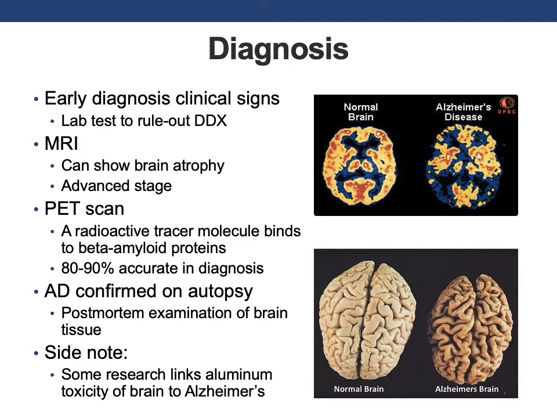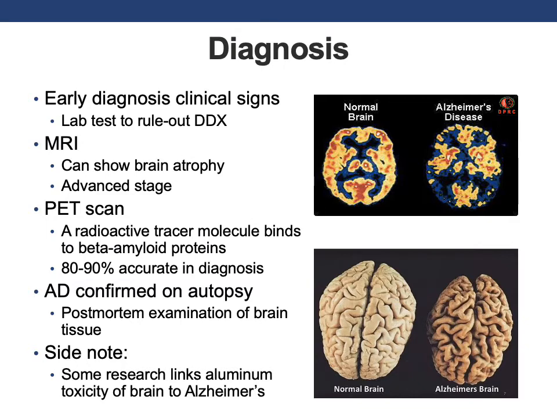Diagnosis of Alzheimer's disease. The early stages of Alzheimer's disease can only be diagnosed by clinical signs. There are no lab tests specific for this condition. Lab tests are all done to rule out differential diagnoses. MRI can show brain atrophy, but only in the advanced stages. By this time, the Alzheimer's patients require full care.